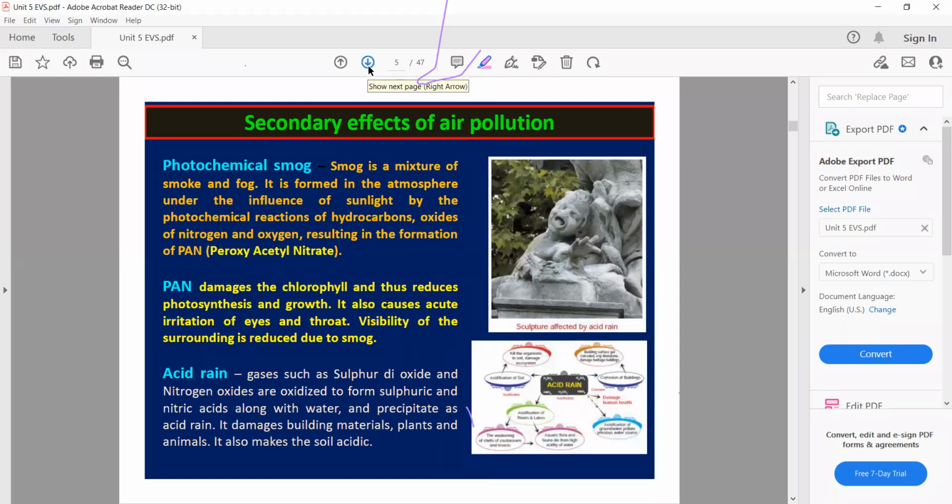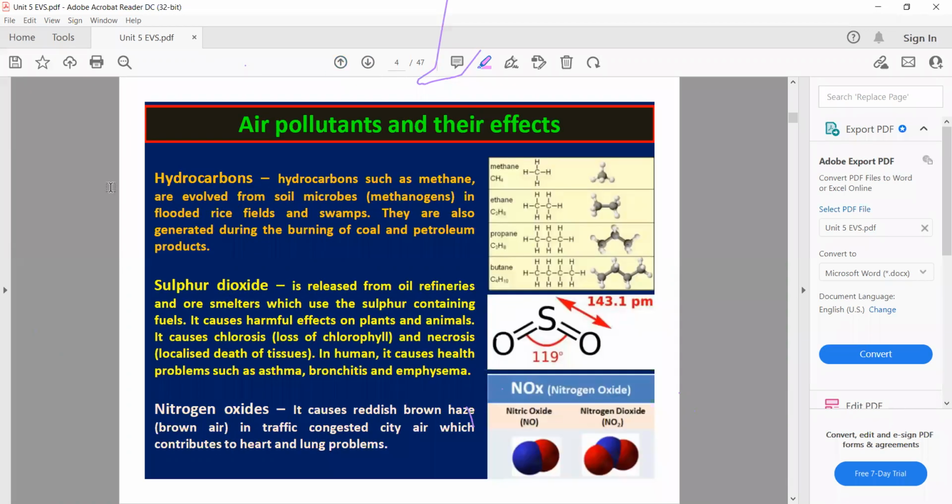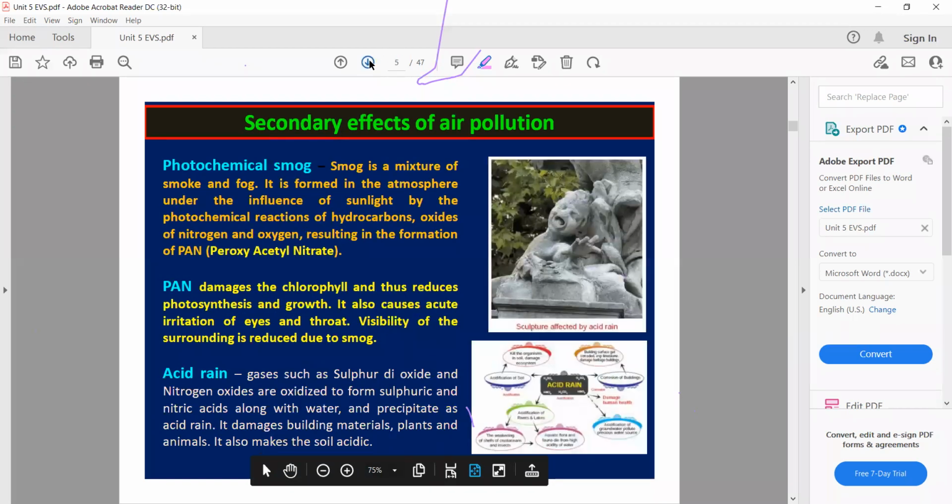Next, we are coming to the secondary effects of air pollution. Photochemical smog. One more thing, let me tell you. Each of these terms, you learn them for 1 mark questions. Hydrocarbons, sulfur dioxide. Maybe it can be asked, describe the role of sulfur dioxide in causing air pollution. So you can write this part. Next, nitrogen dioxide. So you just read these things and keep them at your fingertips. You should know what's happening and how much you need to know.